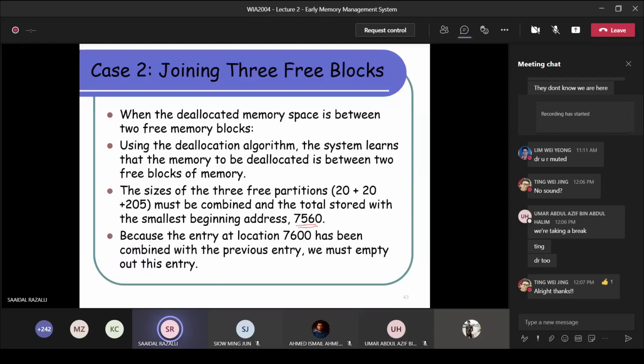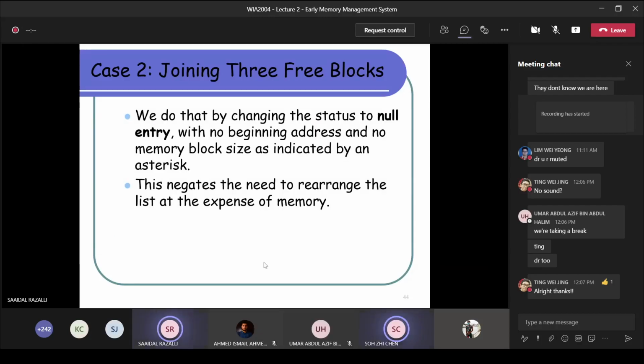So, okay, this is after the entry allocation 7600 has been combined with the previous entry. We must empty out this entry. How do we do that? We do that by changing the status to a null entry with no beginning address and no memory block size, as indicated by an asterisk. This removes the need to rearrange the list, at the expense of memory.